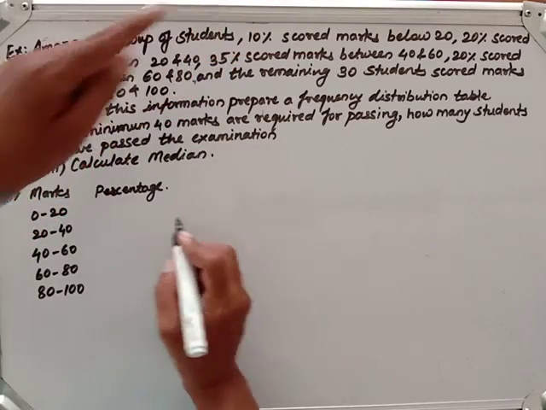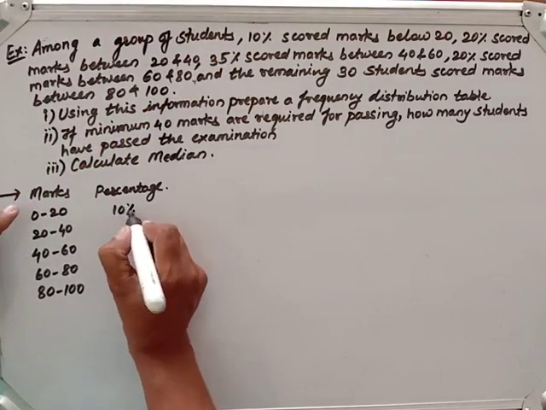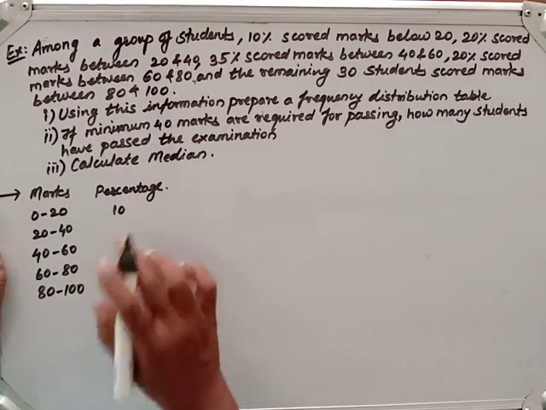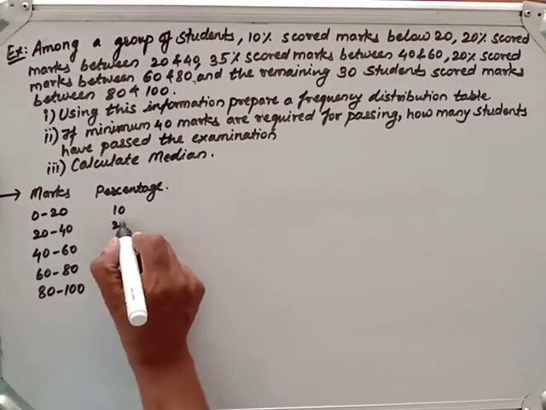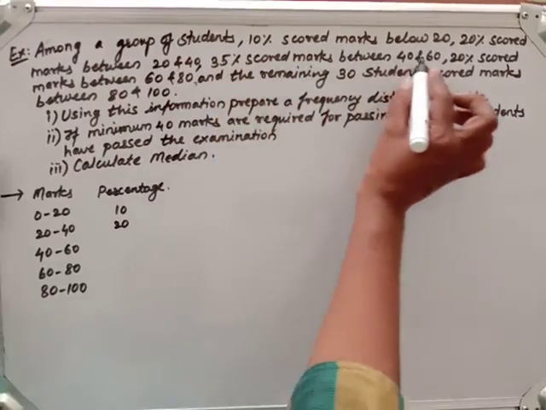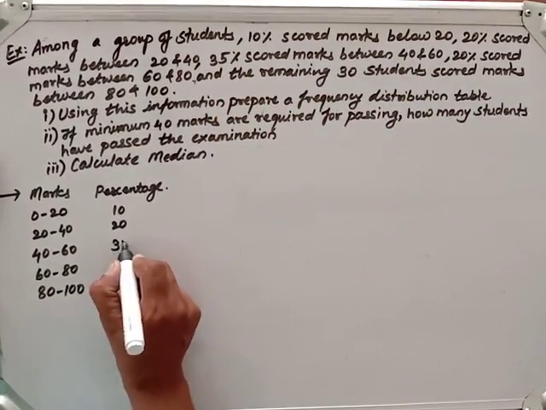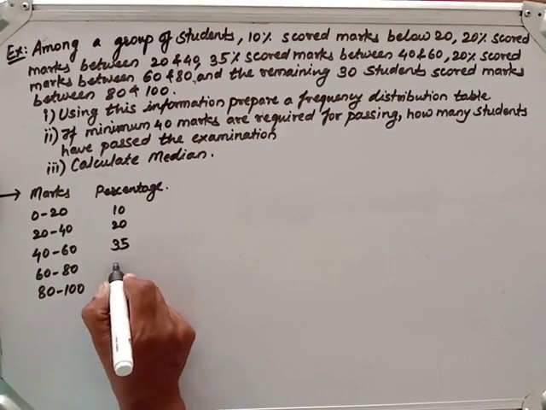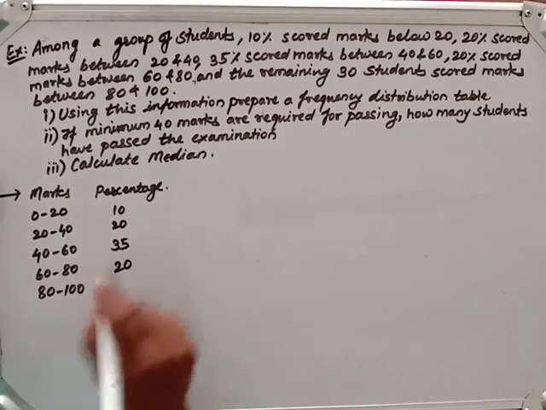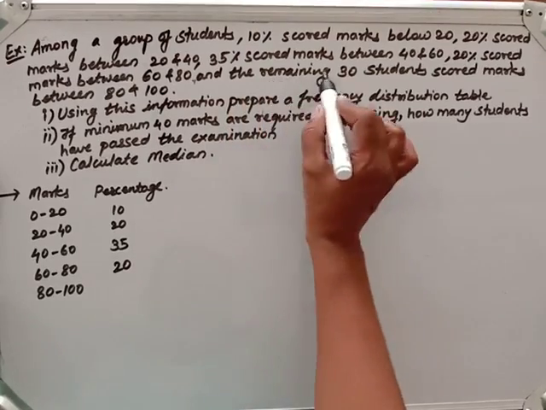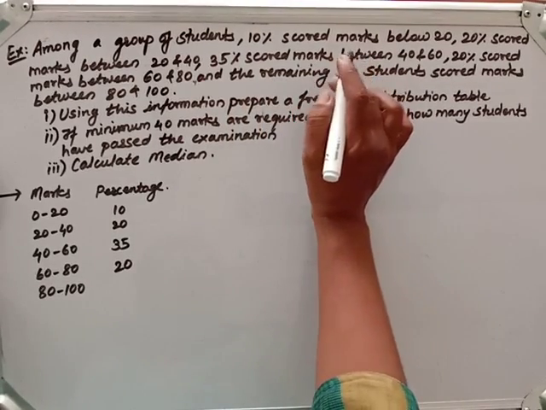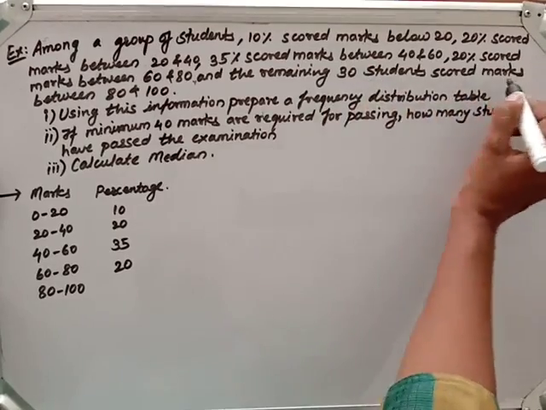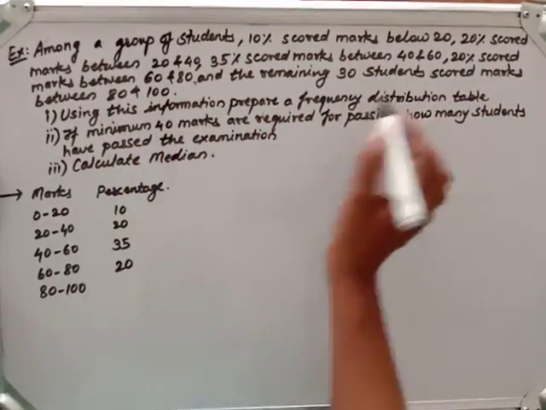Look at 10% got below. So this is how much? 10%. So let me write 10. Then 20% is here. Then again 35% score between 40 to 60. So here 35. Then 20% score between 60 and 80. So it will be 20. Now remaining 30 students score marks between 80 and 100. Here percentage is not given.